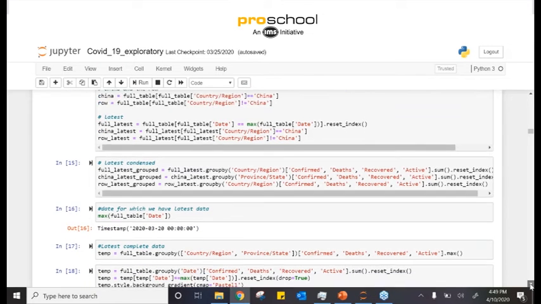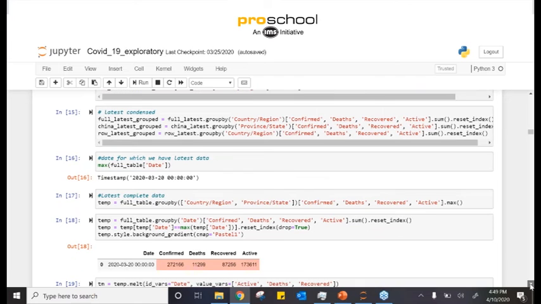And this is the latest data file. So what is the latest condition? In my case, the max date in the full table is 20th March. I told you, 20th March. What is the status on that date? That is what would be taken into the latest part.